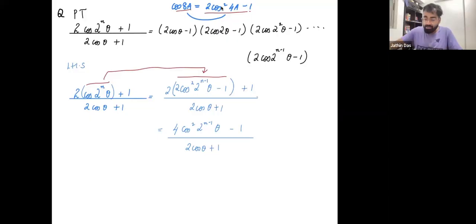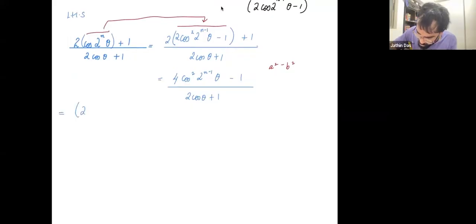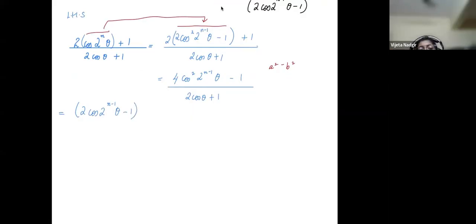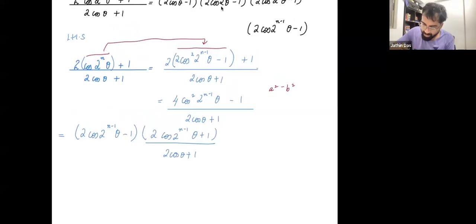Now can you see here the numerator in a square minus b square format? So how will I split it up? I'll write it here. 2 cos 2 raised to 2n minus 1 theta minus 1 into 2 cos 2 raised to n minus 1 theta plus 1 divided by 2 cos theta plus 1. Correct? I know the entire bracket is coming. I'm just saying, okay, entire bracket, because that is a problem. So entire bracket also.